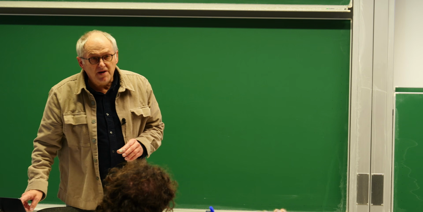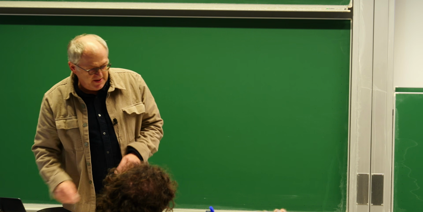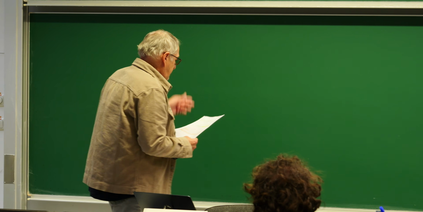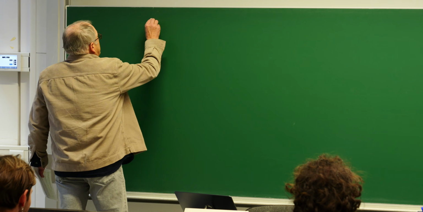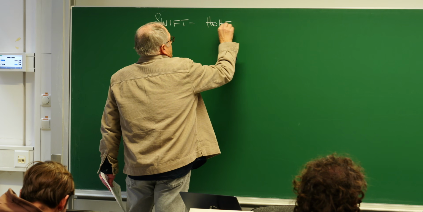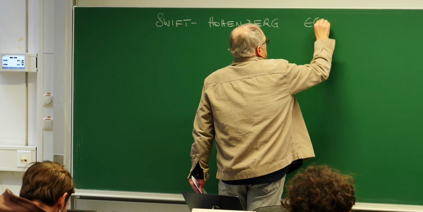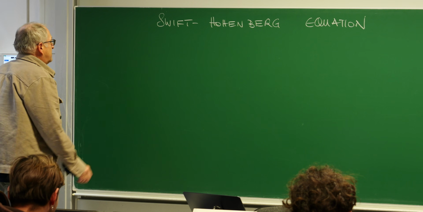Good. All right, now let us go to an equation which is a version of this, but in a form that makes a few things more explicit. So this equation that we study is named after Swift and Hohenberg. And it's basically trying the following.